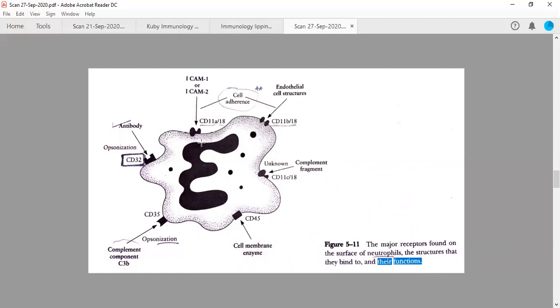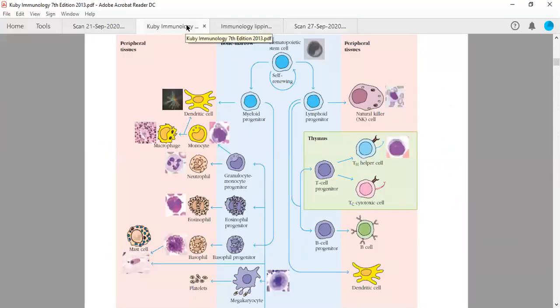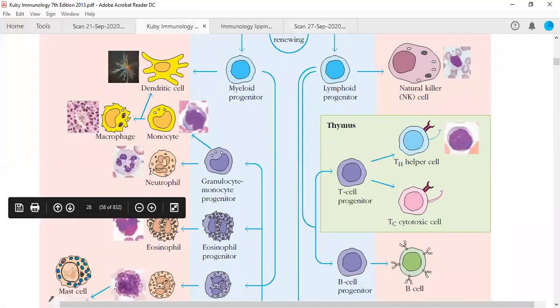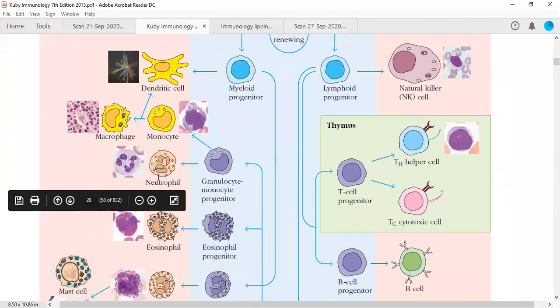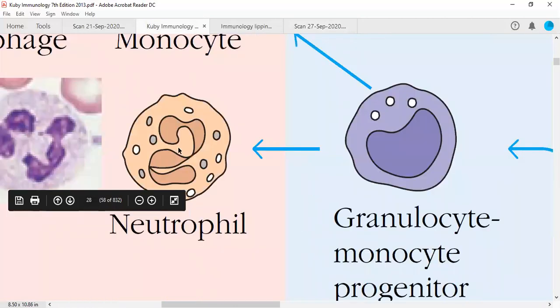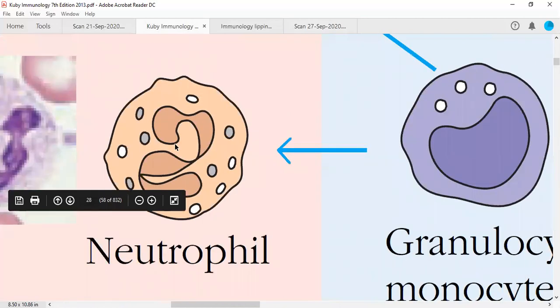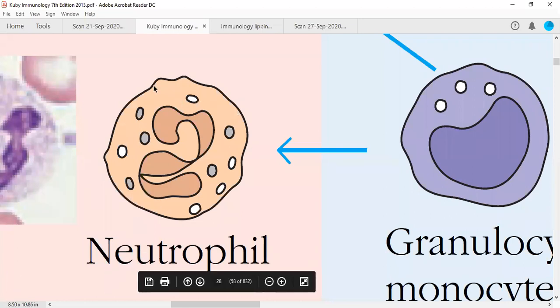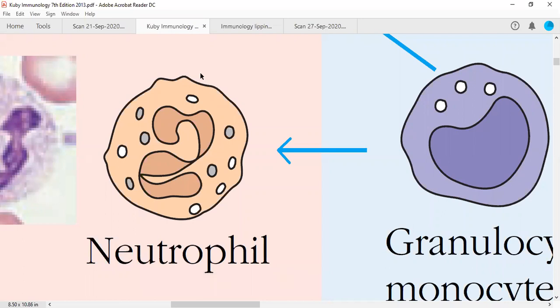A neutrophil, which is the same cell as I showed you in this particular diagram, actually has different kinds of receptors over its surface, right? So this is a neutrophil, and it has different receptor types over its surface so that it can help in the binding of bacteria or some microbial pathogen.